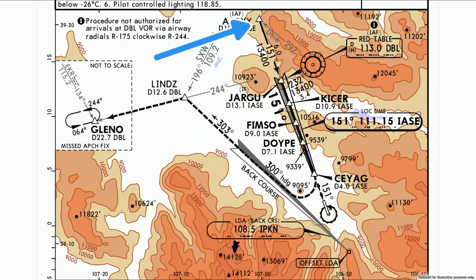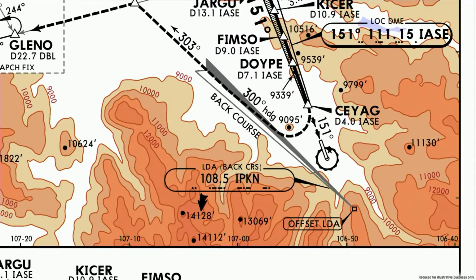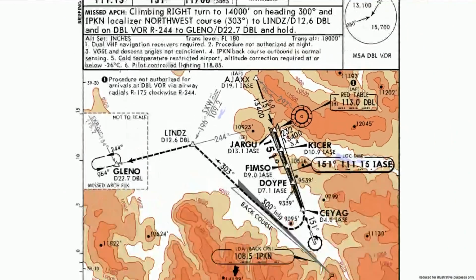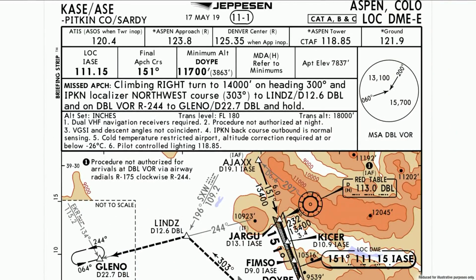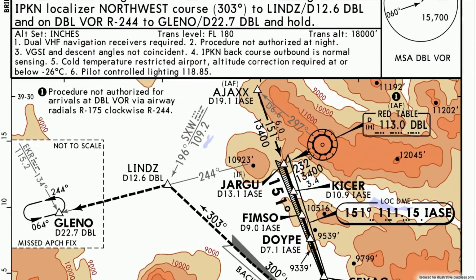You'll notice this procedure does not have a procedure turn. It's a straight-in approach all the way into the runway. However, the missed approach follows a back course localizer. So let's walk through this approach. We'll go through the notes and we'll talk about how we'd fly the procedure. Okay, so first of all, let's jump into the notes section here.